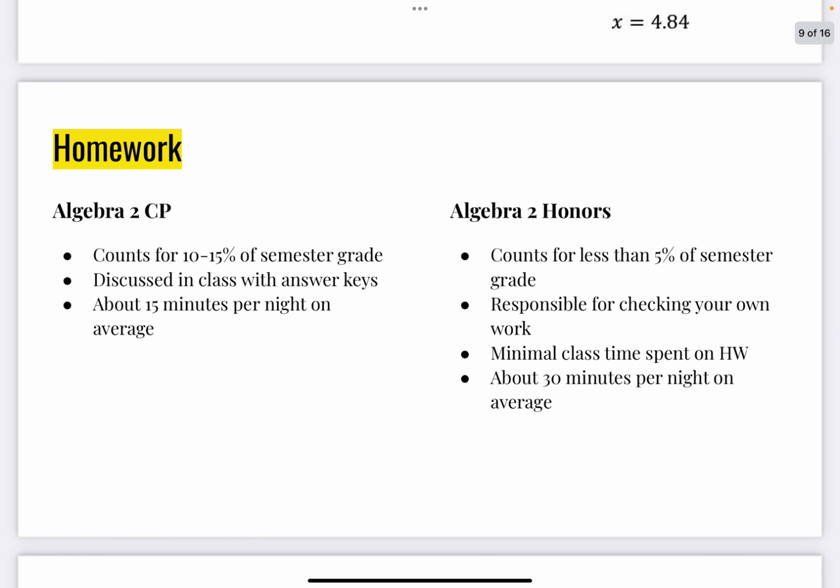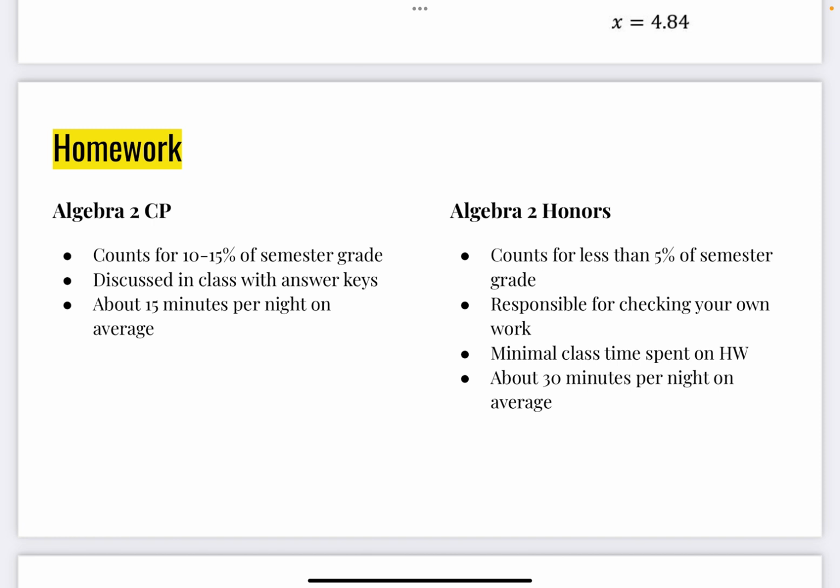Homework. In CP, the homework actually counts for a lot more of the credit, maybe 10 to 15%. There are answer keys, it's gone over in class, and maybe 15 nights on average. Whereas at the honors level, we rarely check homework. It doesn't count for that much of the credit. You're responsible for checking your own work.